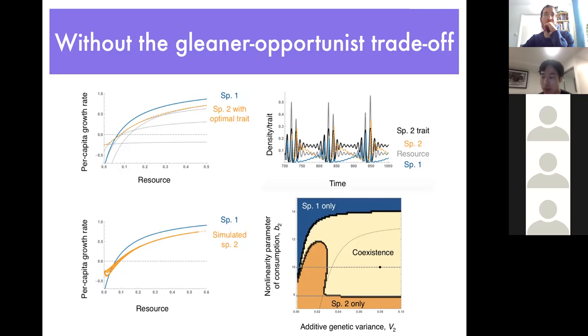Right. Yeah. But do you feel like if you had a stronger nonlinearity, you would need less genetic variance to expand the coexistence area?